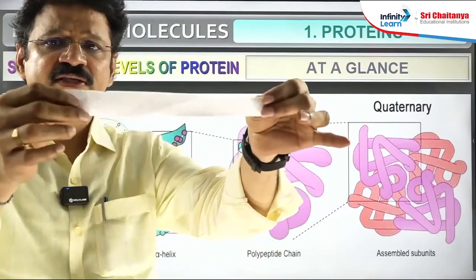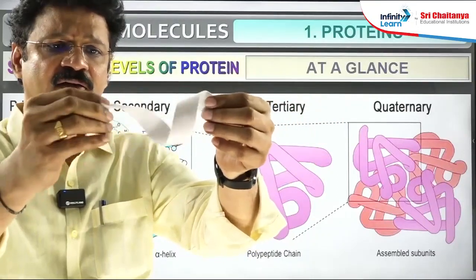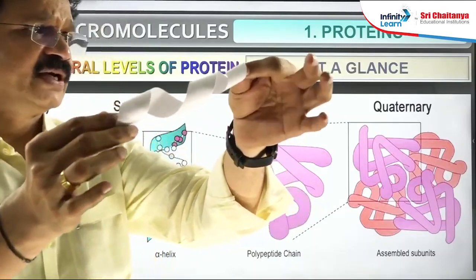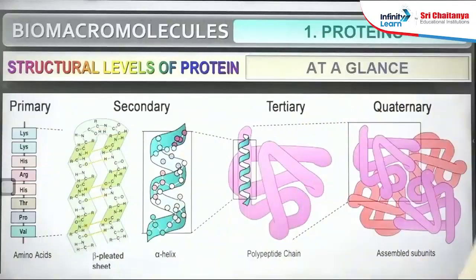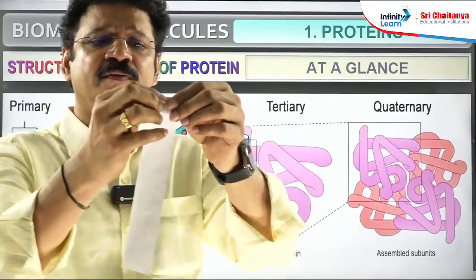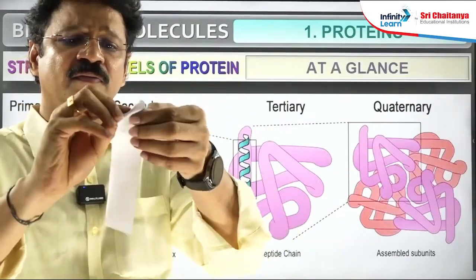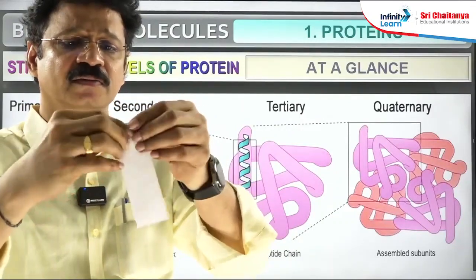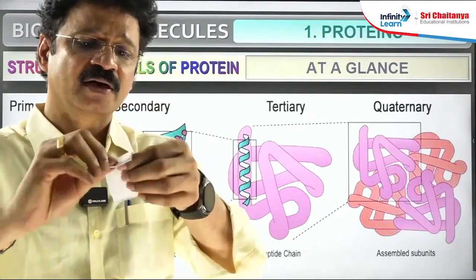A straight chain without helices or folding is primary. If the helices are there, it is the secondary form. In secondary, one more form is also there. One more form, observe here. In some kinds of proteins, instead of the helical form, the beta pleated sheet form is there. So the secondary form is found in either helical or beta pleated form.